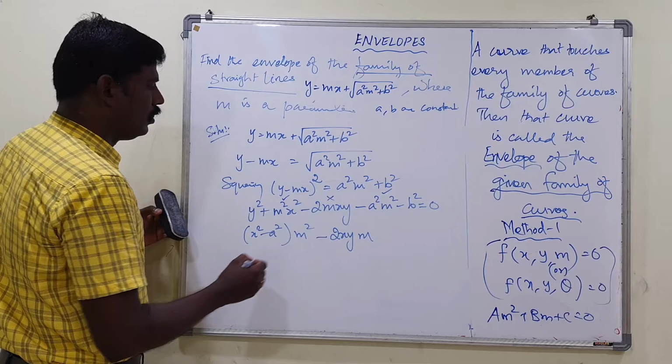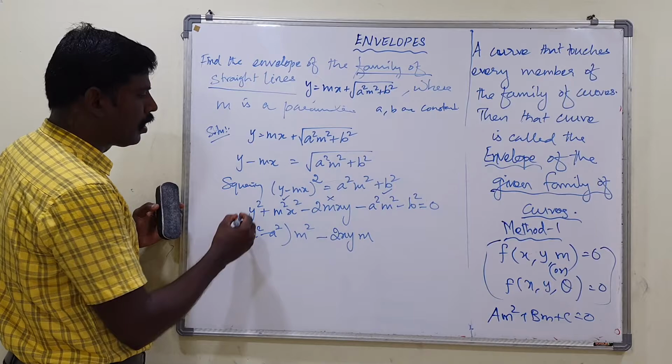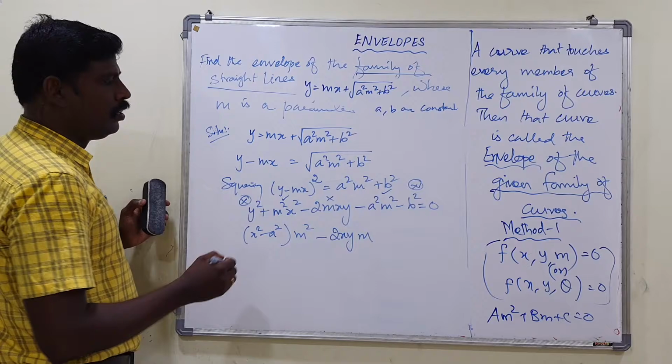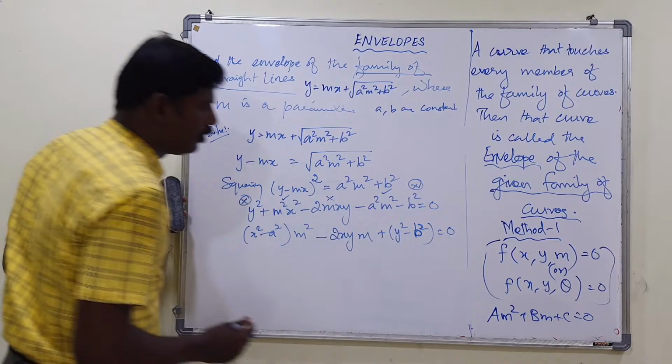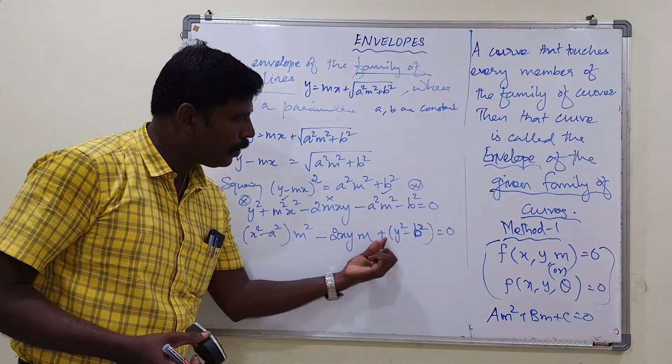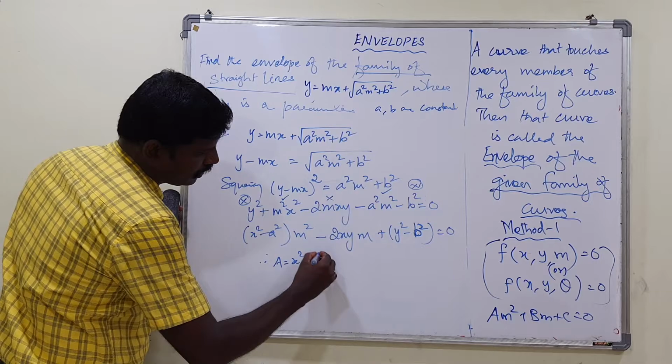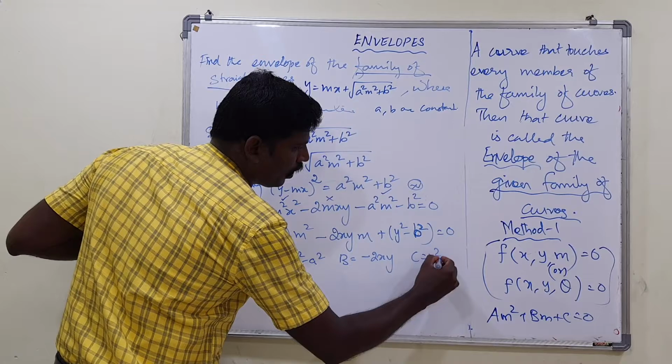Then the constant terms: the terms independent of m are called constant terms. Here this is y square and this is b square. These two terms are independent of m, so we call it the constant term, y square minus b square, equal to 0. Now it is in the form of a m square plus b m plus c equal to 0. What is a? x square minus a square. What is b? Minus 2xy. What is c? y square minus b square.